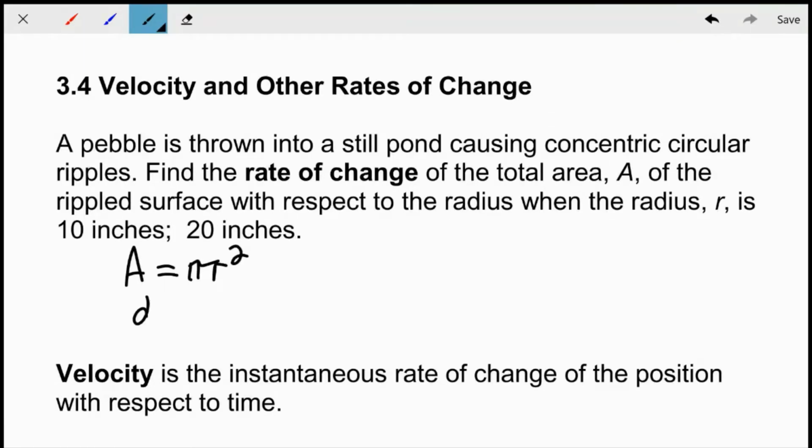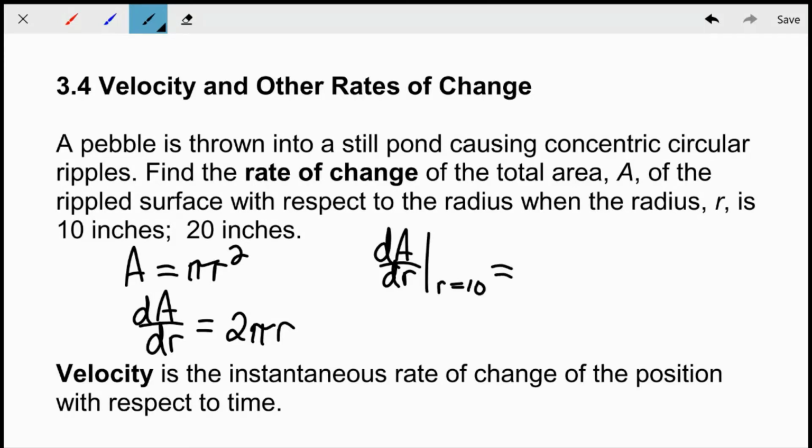And if I get the rate of change with respect to the radius, this is what they're talking about. So my area is a function of radius. They want us to get the derivative of area with respect to radius. So it's just 2 pi r. And then it says to evaluate those at r is 10 and r is 20. Well, the notation we can use for that, dA/dr, and then the vertical bar when r is equal to 10, in this case, if I plug that in, I'm just going to get 20 pi.